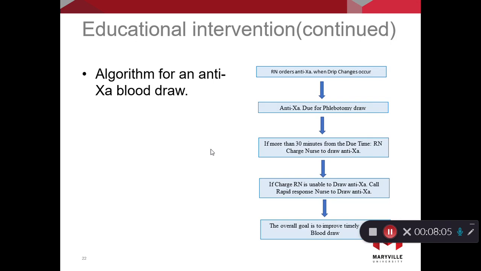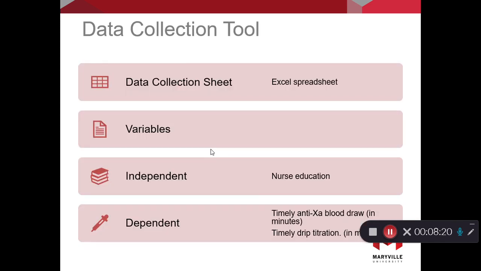I came up with an algorithm advocating for nurses to push to get the samples drawn in case there was no phlebotomy, or the phlebotomy was late, or the phlebotomists were short staffed in the lab. Nurses could draw it or have the charge nurses draw it.